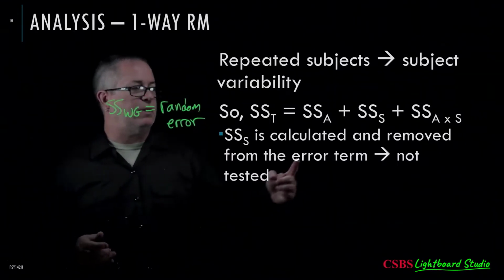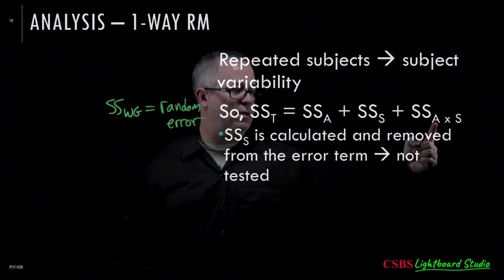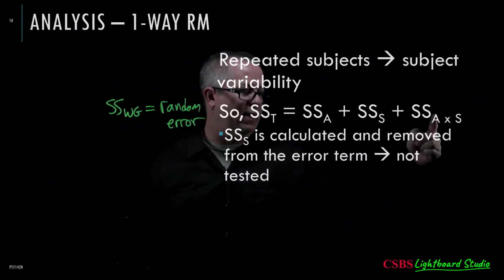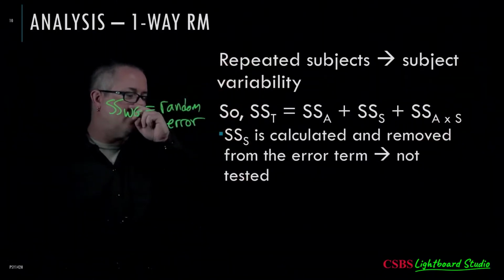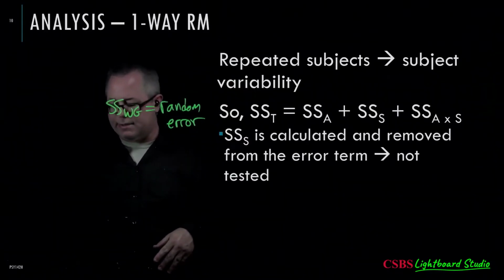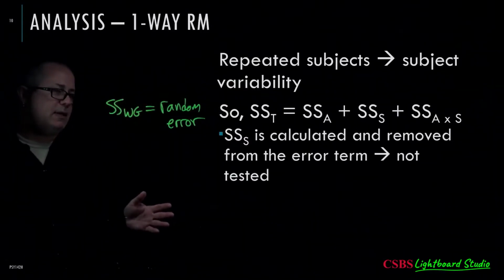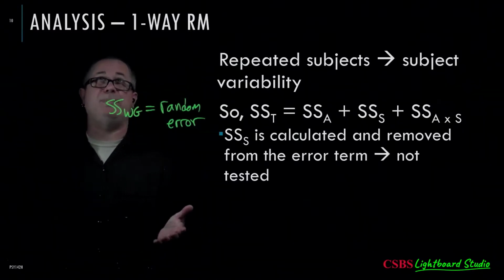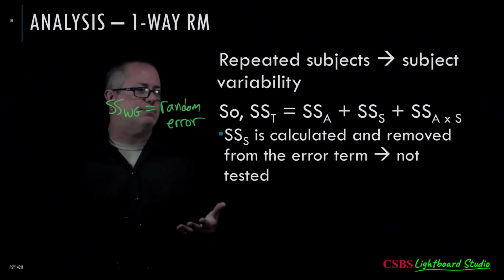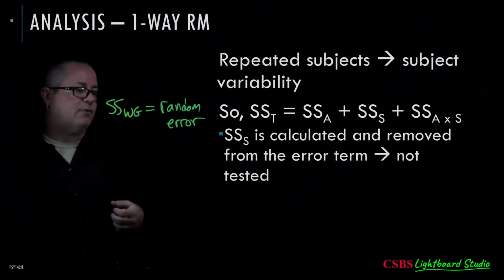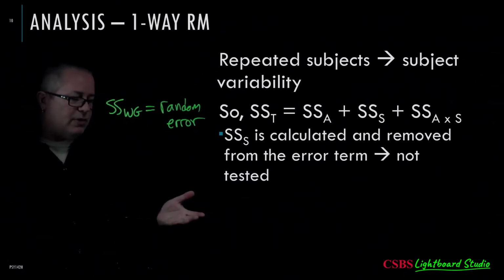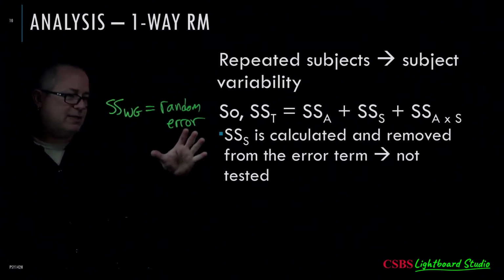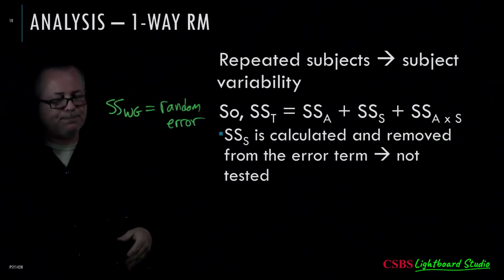All right, so that's how we're splitting this up, subjects and treatment, A by subjects. The sum of squares S is calculated and removed from the error term, and it's generally not tested. There's no point in testing it. If you found that sum of squares for S was significant, well, that'll tell you that people are significantly different, which is not super interesting. People are significantly different from each other, and that's interesting as a question, but we typically don't test it, and even in JAMOVI, it gives you the values and it doesn't test it.